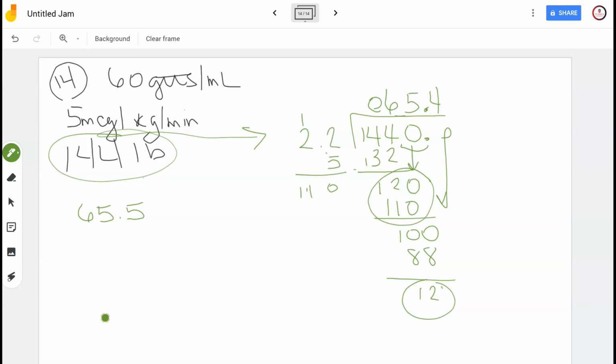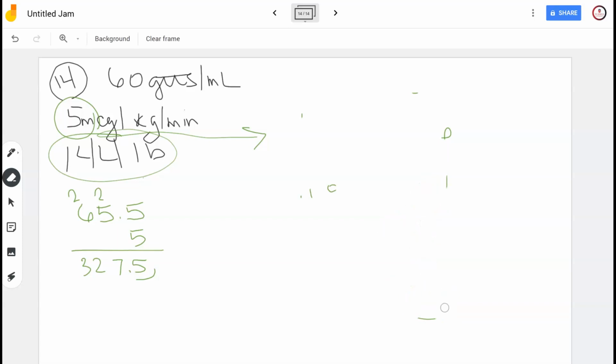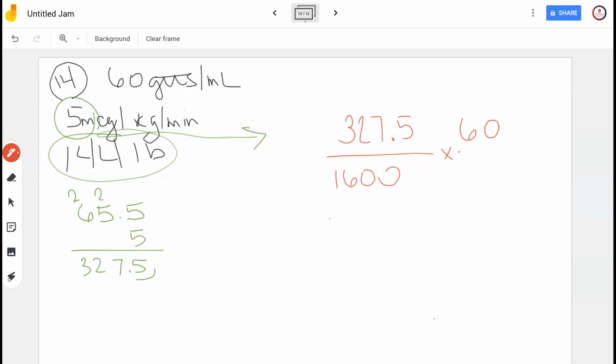And you're going to multiply it by your desired dose. It's 5. 25, 27, 30, 32. 1 decimal point. So, do some erasing. Your desired dose is 327.5. Your dose on hand, if you look at that picture, is 1600 micrograms times your drip set.